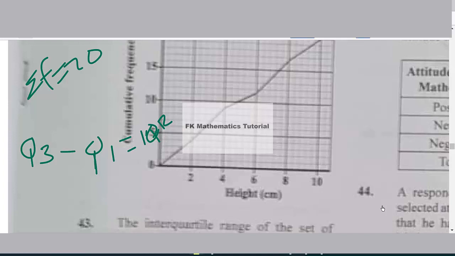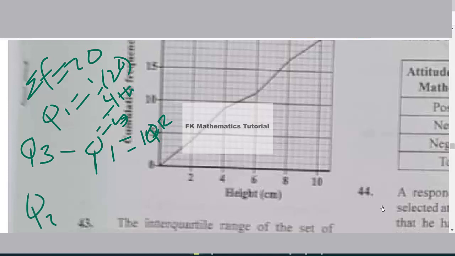So the first quartile, Q1, is equal to 1/4 of the total frequency, which is the fifth value. Then the third quartile is equal to 3/4 of the total frequency, which is the 15th value. So we are going to trace the 5th value and the 15th value, then we'll find their difference.